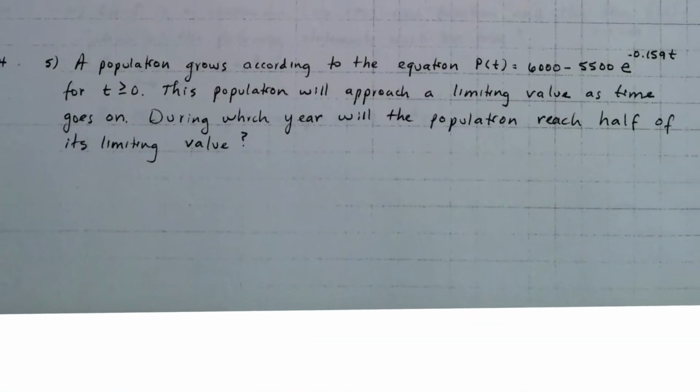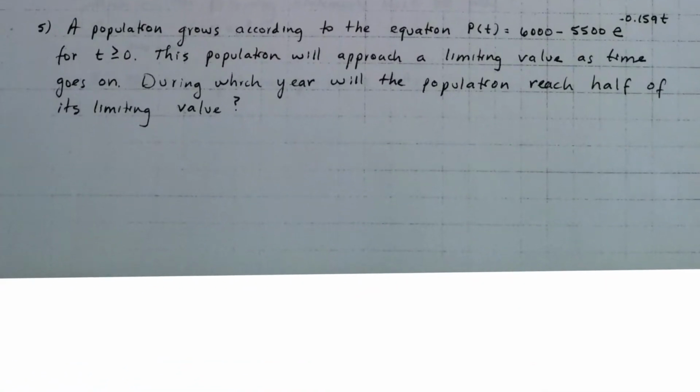Number 5 says a population grows according to the equation P of t, and you have the equation for t greater than or equal to 0. This population will approach a limiting value, and one of your classmates came after school for tutoring, and he tells me that in AP environmental science class, they call this limiting value the carrying capacity of the system. And because this is a math class, they just called it a limiting value.